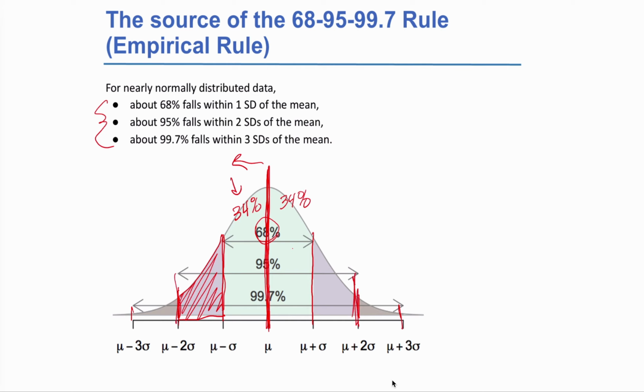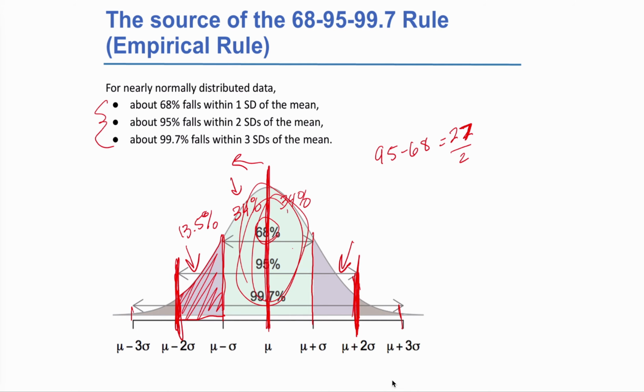If 95% is plus or minus 2 standard deviations, 95 minus 68 would be 27. That's in both of these blocks. That's within 2 standard deviations, but not in this middle part. And then if I divide that in half, that's 13.5% that's in this block that I originally wanted to find.